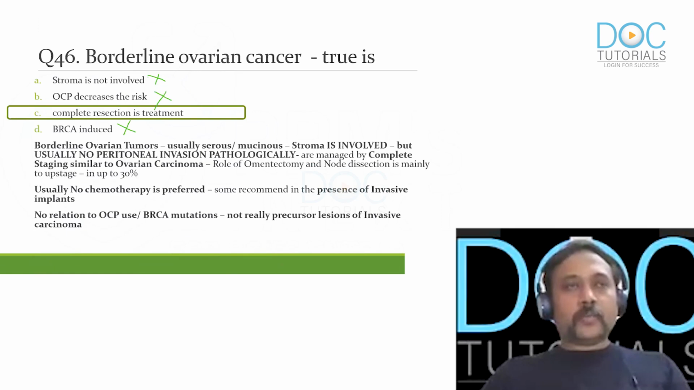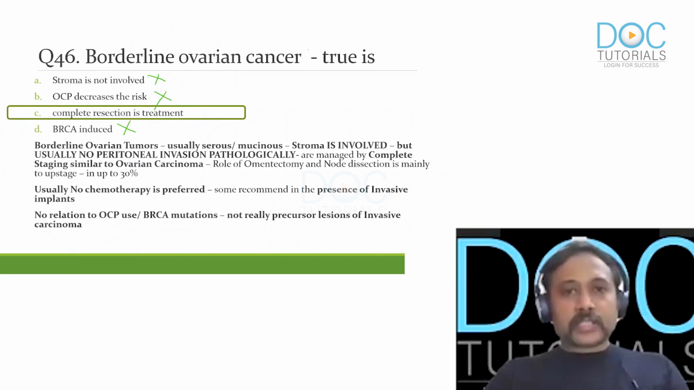But what we need to remember is they are much more indolent tumors. What can be seen is usually they are of the serous type or the mucinous type. The stroma is involved by the tumor, but there is no invasion pathologically. On the other hand, you can have something called invasive implants. The presence of invasive implants does not mean it is an invasive ovarian cancer. It depends on the extent of peritoneal invasion that is going to determine whether it is going to be called classical invasive ovarian carcinoma, or whether it is going to be called a borderline ovarian tumor.